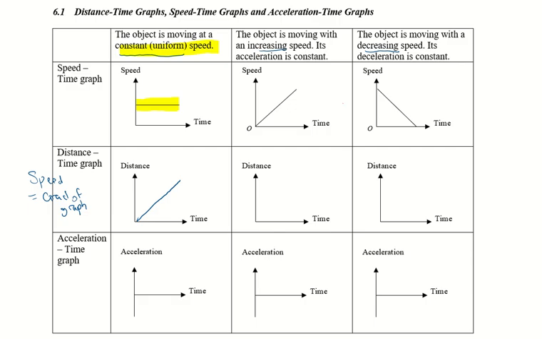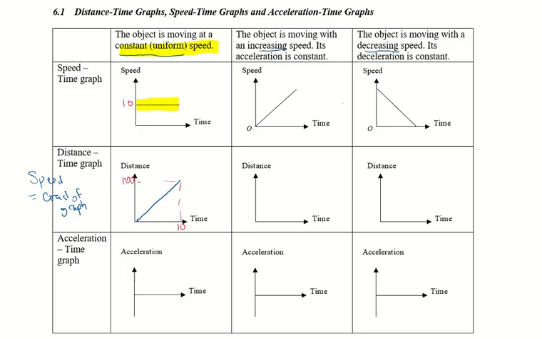If I want to know the exact speed, I can just take any value here, the rise over the run, and I get the value. Let's say this is maybe 100 meters, and this is maybe 10 seconds. I can take 100 over 10, I get 10, and I know this is my speed, which is 10 meters per second.